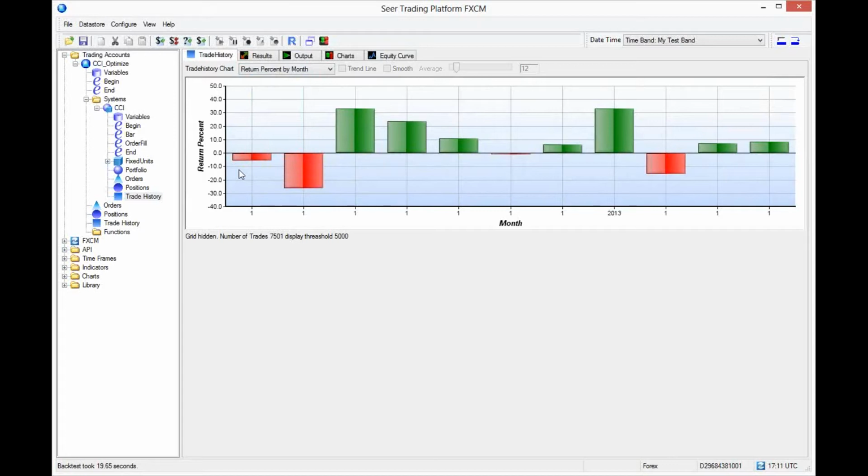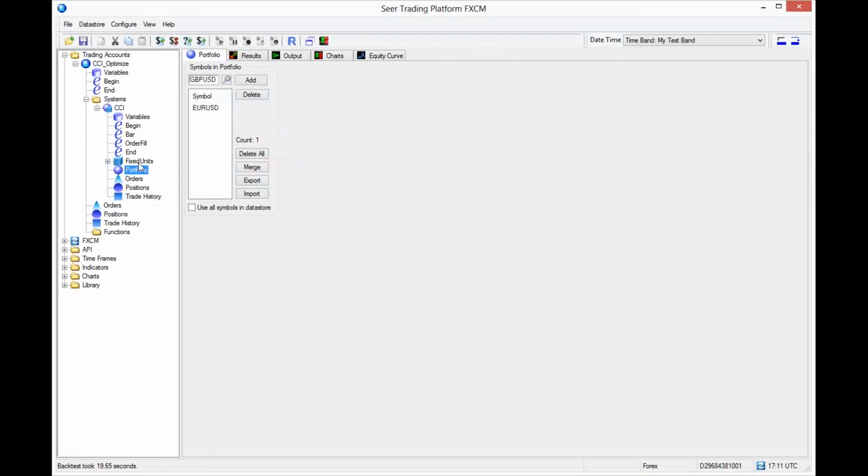Okay, so that's the basics of backtesting. Let's go into second gear now and do what most platforms can't do, and that is add another instrument. What I'm going to do here is add Euro USD and GBP USD. And now this is where most systems break down, because what most systems do is they run a system on each individual instrument and then try and combine the equity curves.